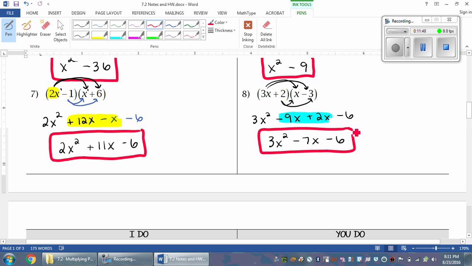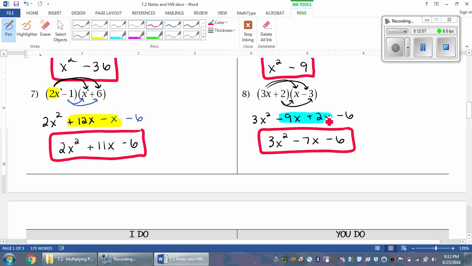All right, hopefully you got the correct answer. The correct answer is 3x squared minus 7x minus 6. I got that by 3x times x, that's 3x squared. 3x times negative 3, that's negative 9x. Then go ahead and distribute the 2.